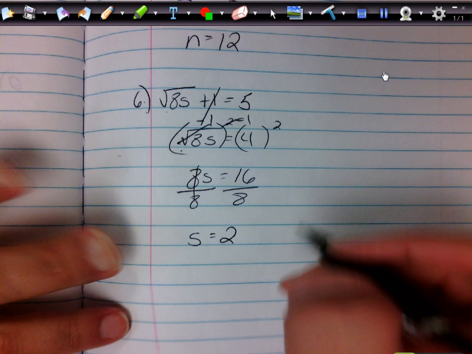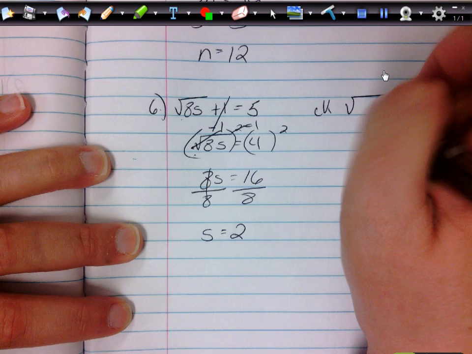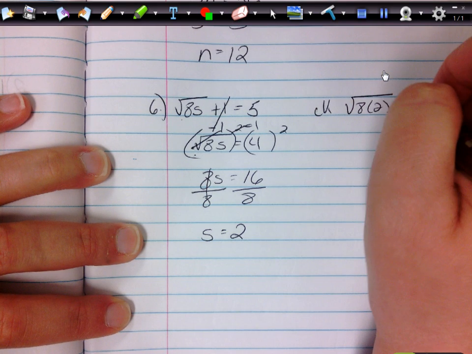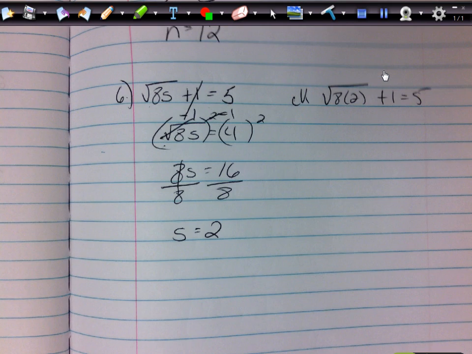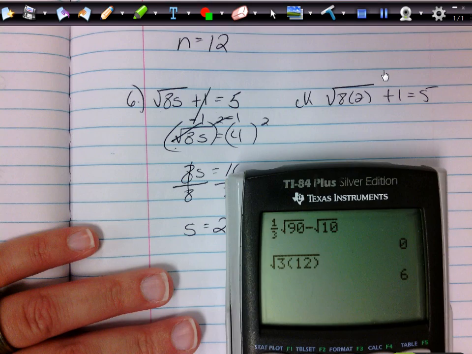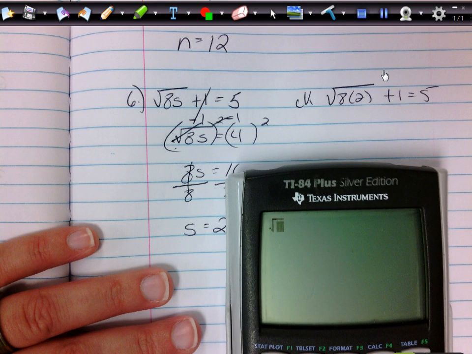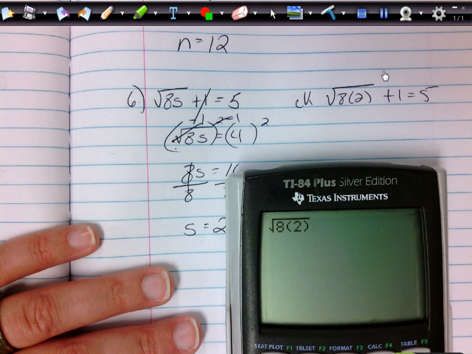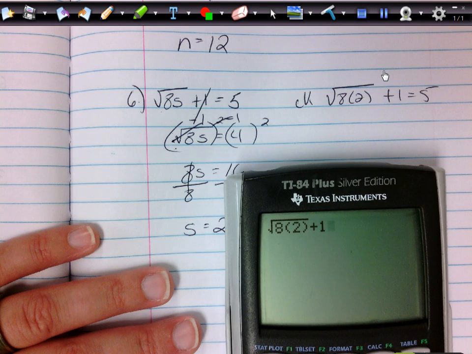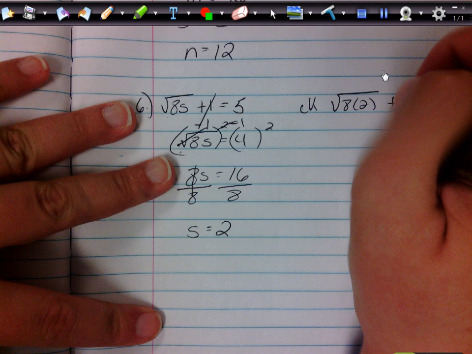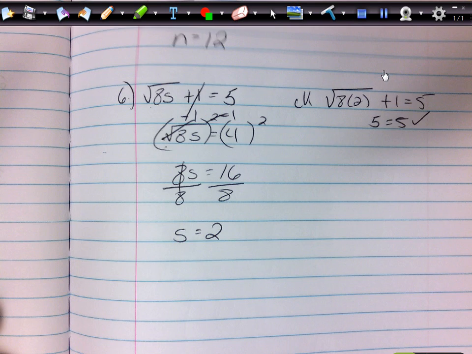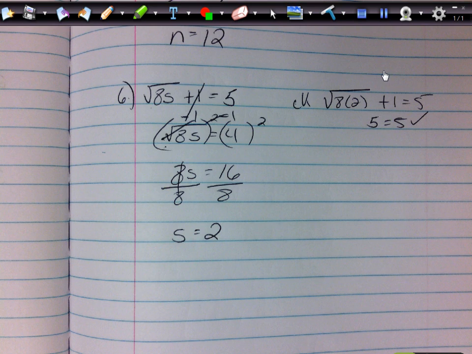Again, I can come over here and check it by saying square root of 8 times 2 plus 1 equals 5. And I can plug this into my calculator to check it. I can say square root of 8 parentheses 2. Make sure you arrow out of the radical to do your plus 1, because the plus 1 is not underneath the radical sign. And I get 5. And 5 is what I wanted, so 5 equals 5, and that checks out. Please make sure you have everything written for number 6 before you move on.